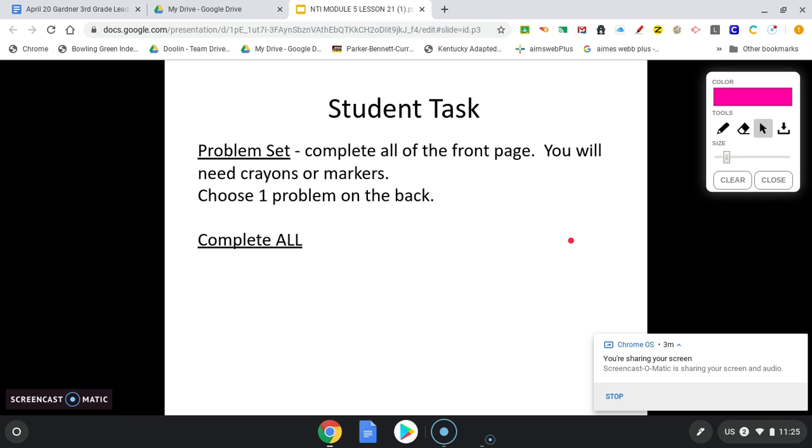We've learned a lot about fractions today and over the past few weeks. All right, keep up the good work.